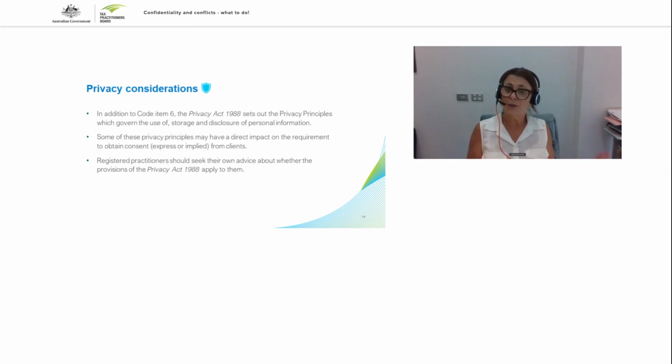You also need to consider the privacy principles under the Privacy Act 1988, which I'll have a brief look at now. So the Privacy Act 1988 sets out a number of privacy principles which govern the use, storage and disclosure of personal information and other conduct by organisations. Some of these privacy principles may have a direct impact on the requirement to obtain consent, whether that be express or implied from your clients, and you should seek your own advice about whether the provisions of the Privacy Act apply to you.